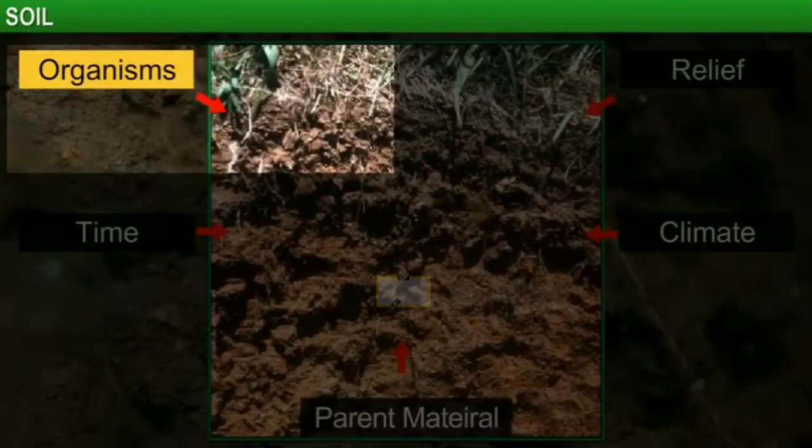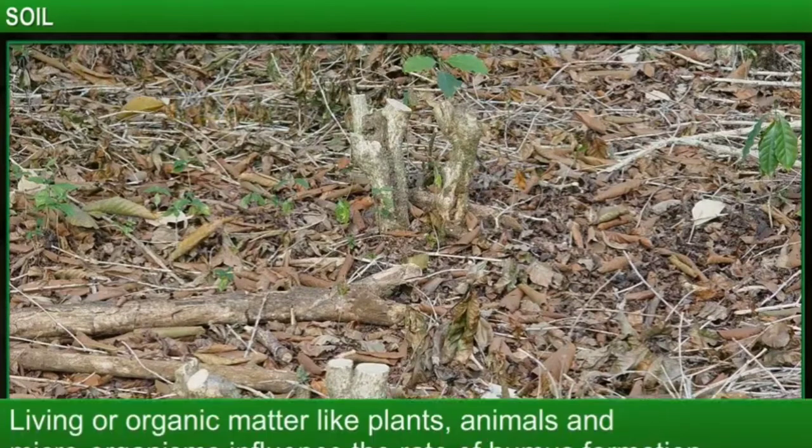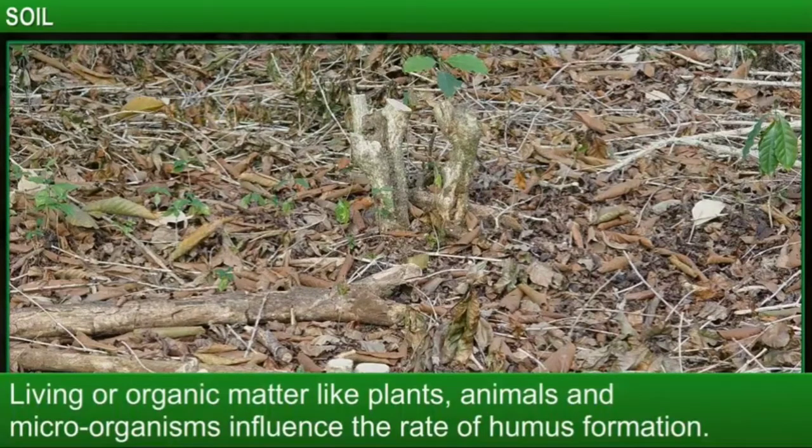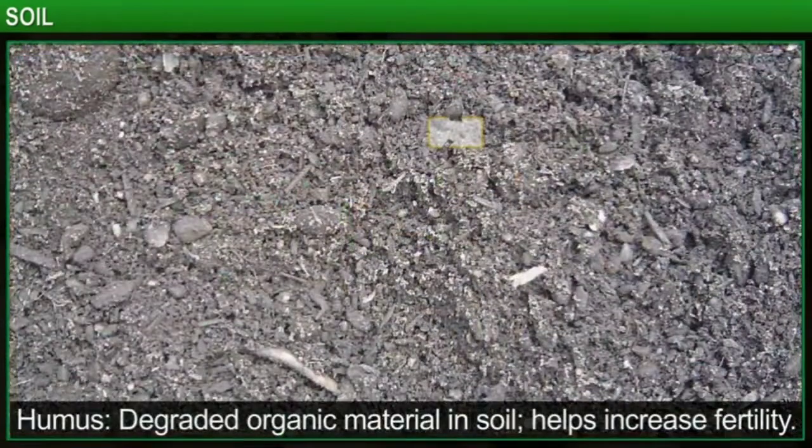Living or organic matter like plants, animals, and microorganisms influence the rate of humus formation. Humus is the degraded organic material in soil and helps increase its fertility.